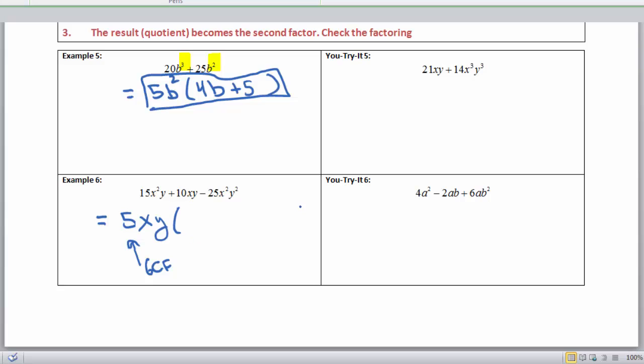And now I'm going to open up a parenthesis. And now what's going to be left? I'm going to have 3 terms, right? Because I started with 3 terms, so my parenthesis is going to have 3 terms. So 15x squared y divided by 5xy is going to be 3x. 10xy divided by 5xy is just going to be 2. And then negative 25x squared y squared divided by 5xy is going to be negative 5xy. All right, so that's my factored form: 5xy times the quantity 3x plus 2 minus 5xy. So that's factoring by the GCF.